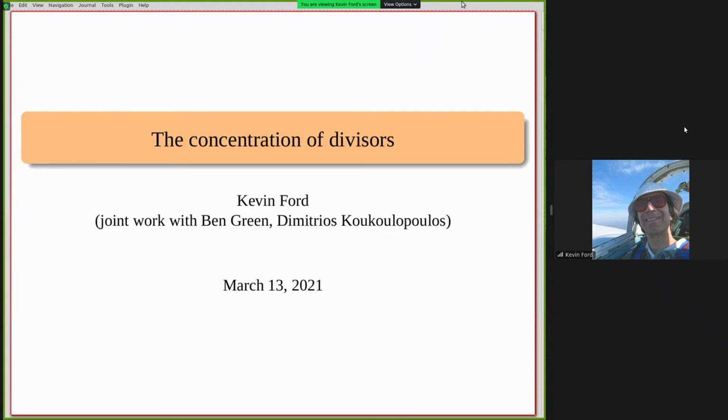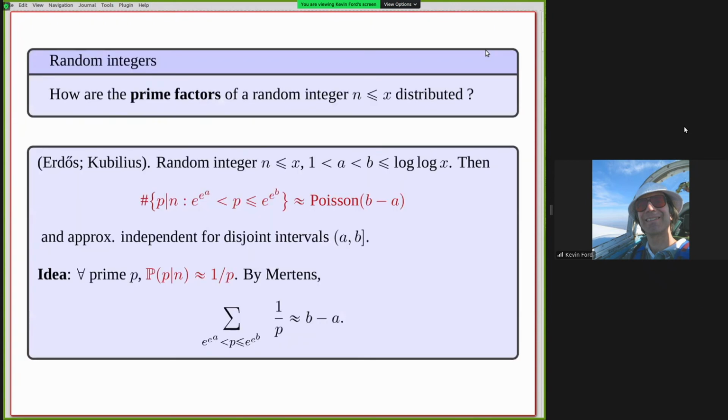So the work I'm speaking about is some recent work with Ben Green and Dimitris Koukoulopoulos on the concentration of divisors. It's somewhat of an old problem. It goes back to work of Erdős. To set things up, I should mention that Ram Murty gave a very good introduction to this in his talk yesterday.